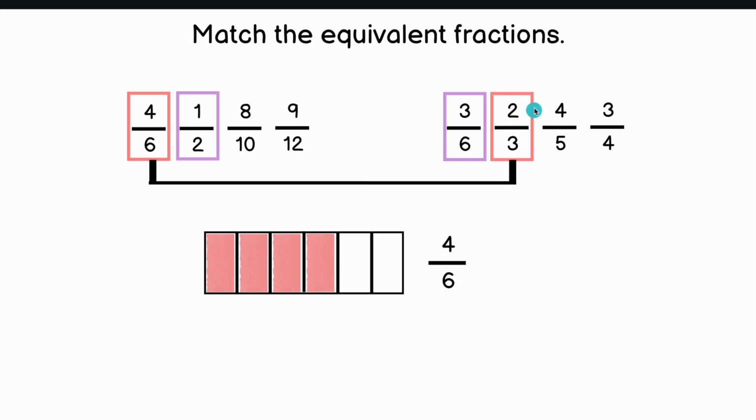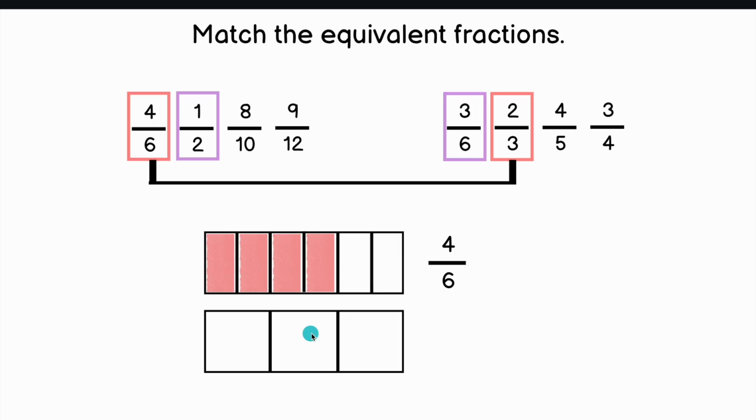Now let's create a model of 2/3. We notice the denominator 3. Let's make 3 equal parts. 1, 2, 3. We need to shade in 2. 1, 2. 2/3. We notice that 4/6 and 2/3 are equivalent. They represent the same amount. Let's write it. 4/6 is equivalent to 2/3.